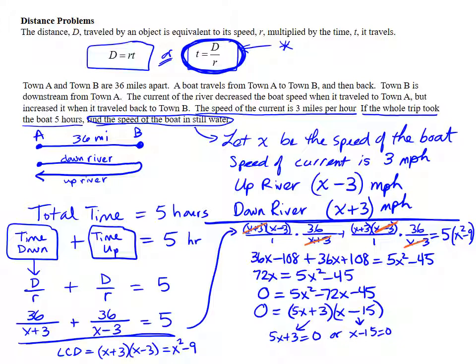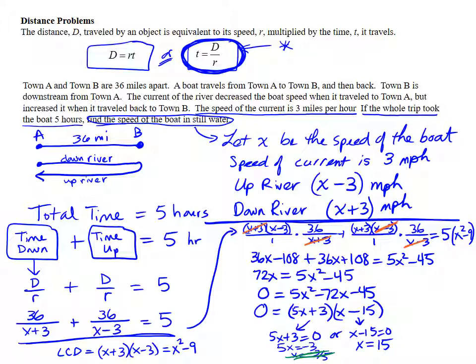When we solve these individual factorizations set equal to 0, the one on the left, 5x plus 3 equals 0, gives me 5x equals negative 3, x equals negative 3/5. Now we can't have a negative speed, so this isn't going to make sense. And if you can kind of predict it, you know that's not going to be your answer. The other one gives us a nice positive speed of x equals 15.